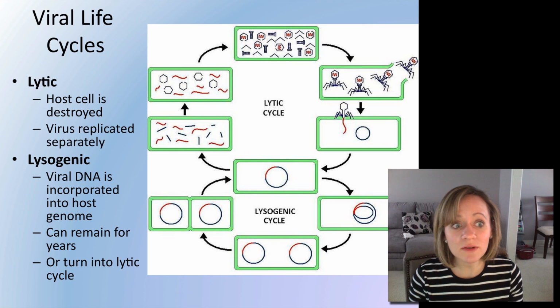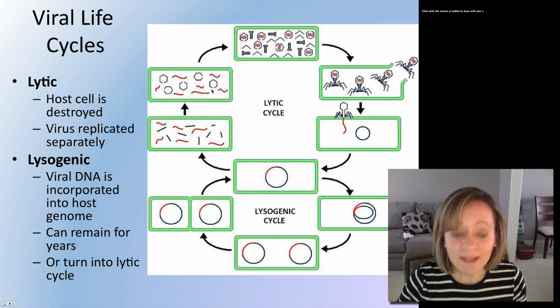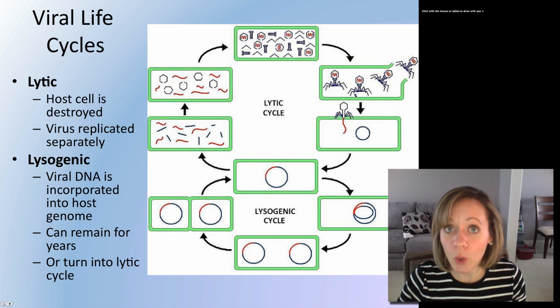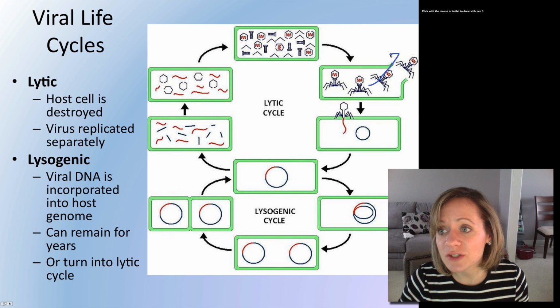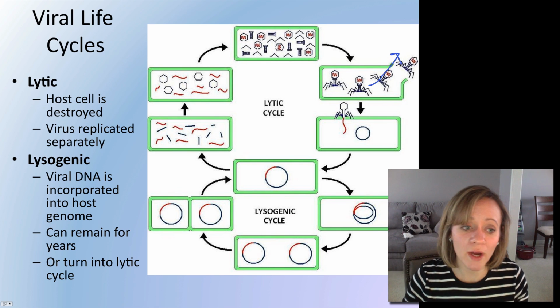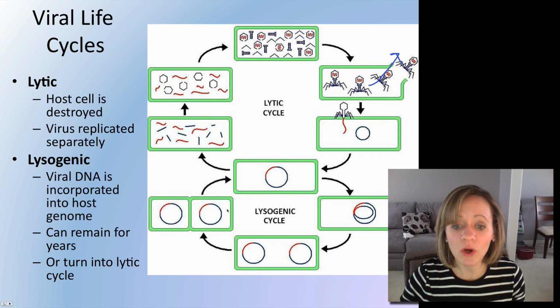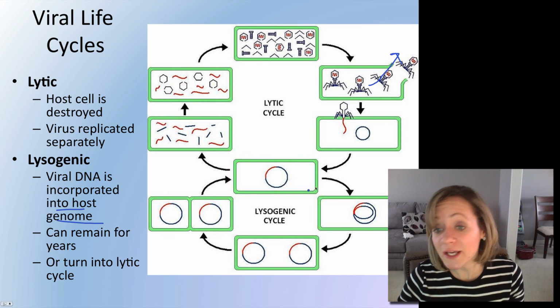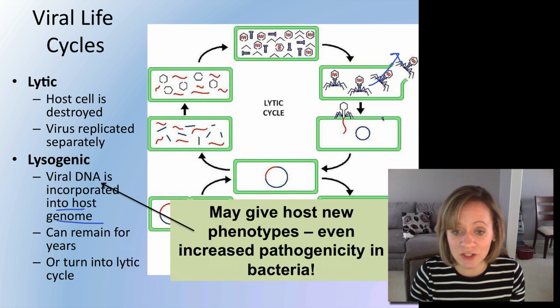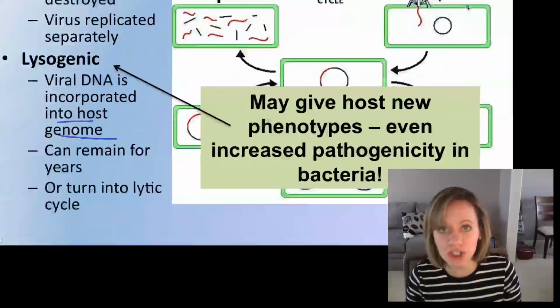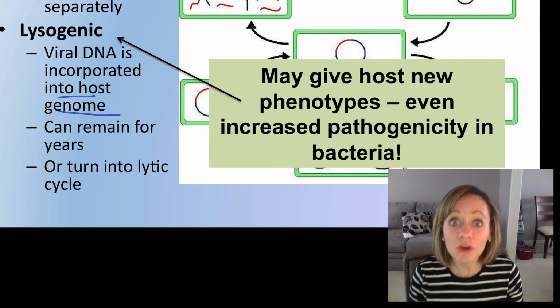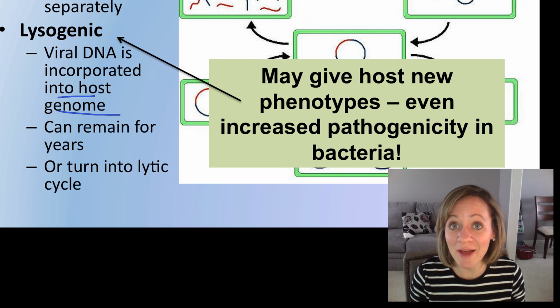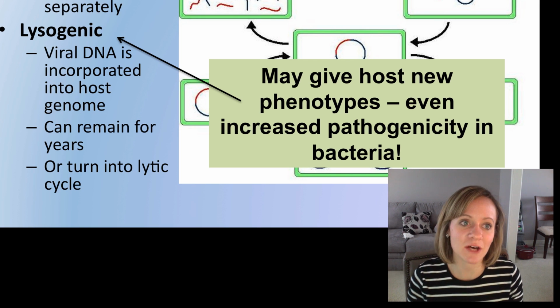Now, there are two different life cycles, the lytic cycle and the lysogenic cycle. The lytic cycle up here is where the virus gets inside, and it actually destroys the host right away. So new viruses are made, and they actually lyse the cell, burst the cell open right away. Now compare that to the lysogenic cycle where the viral DNA gets incorporated into the host genome, and it can remain in this lysogenic stage for years, or it can turn into the lytic cycle. Now with the lysogenic cycle, something really cool is because it's in the host genome, it can actually give that host cell new phenotypes, which could even mean increased pathogenicity in bacterial cells.